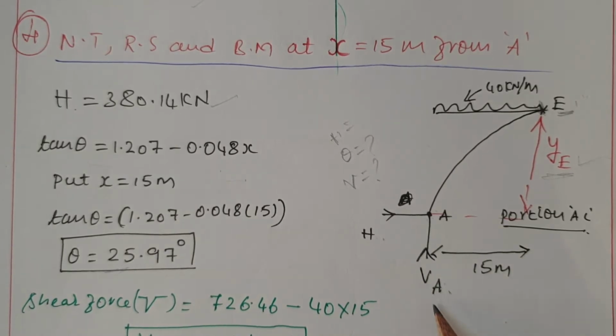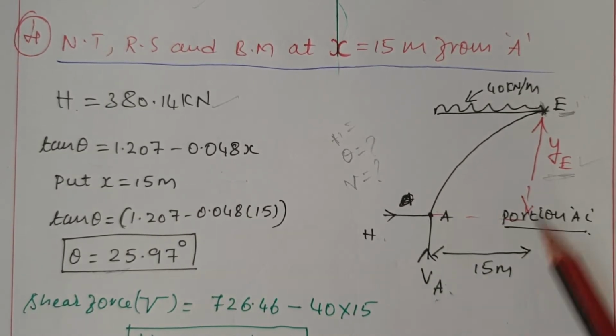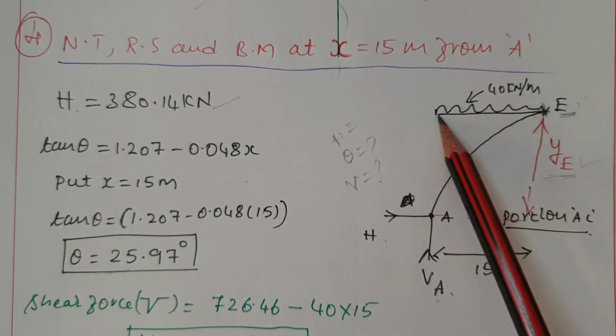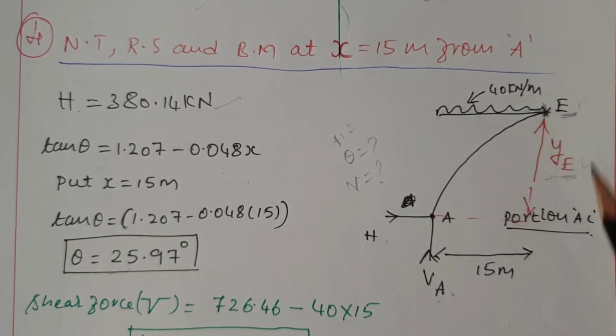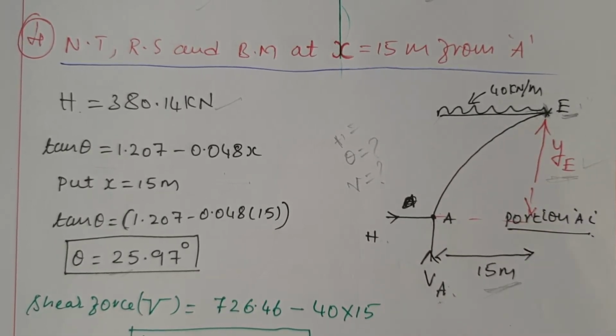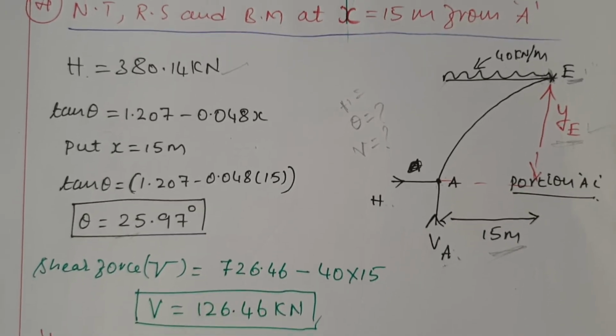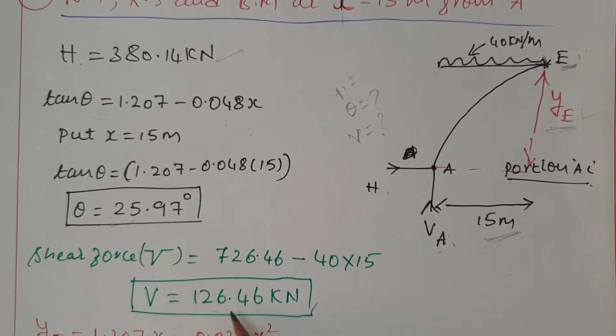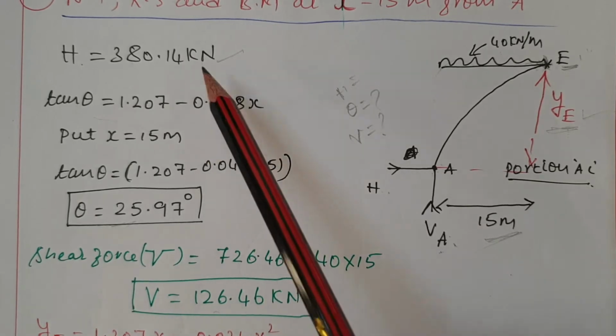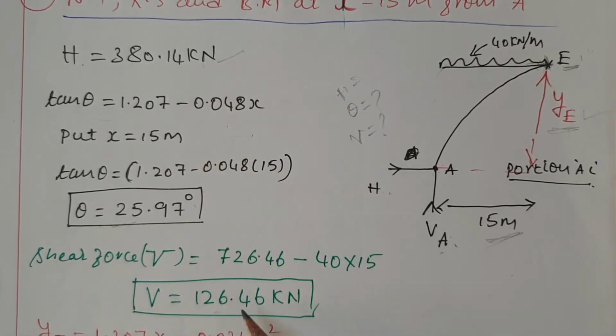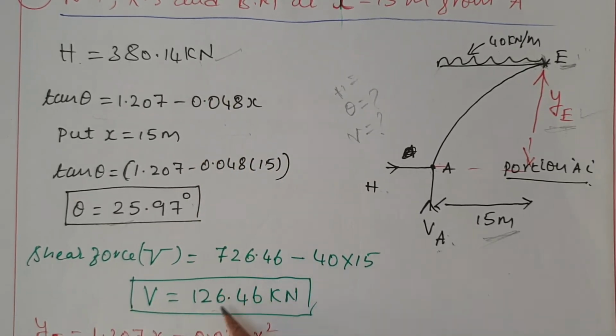In order to calculate V, that is the vertical shear, whatever vertical loads we have should be considered. Force moving upwards, VA, is positive, and we have a UDL of 20 and here 40, and the distance here will be 15 meter. It is acting downwards, so it will be negative. Then you know the H value, theta value and V value, so you can easily calculate the normal thrust and radial shear.